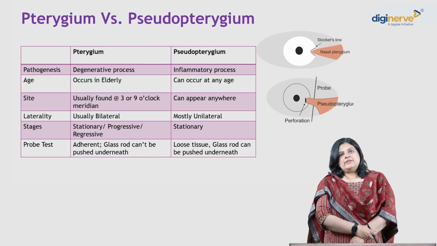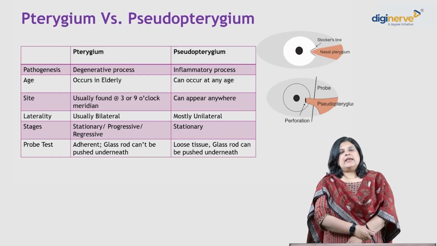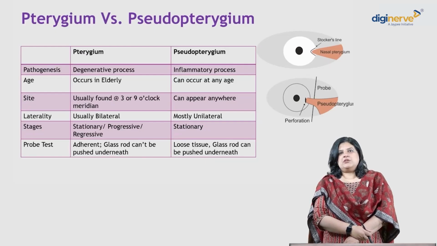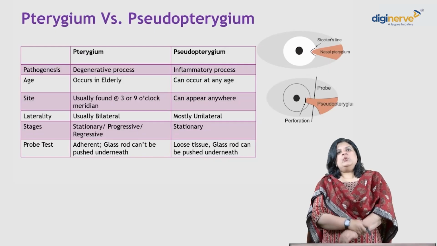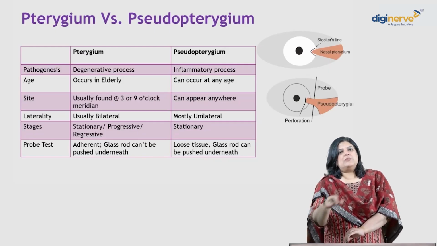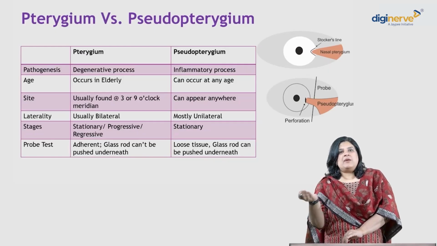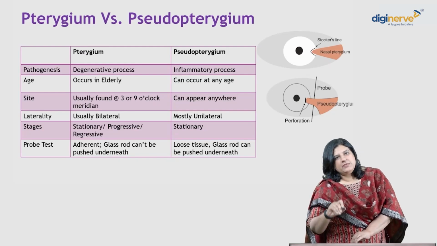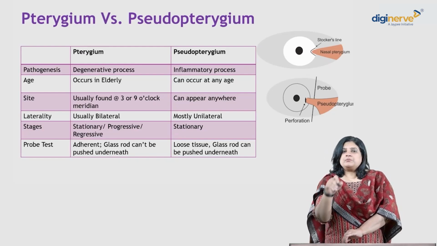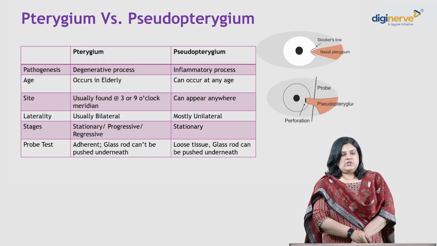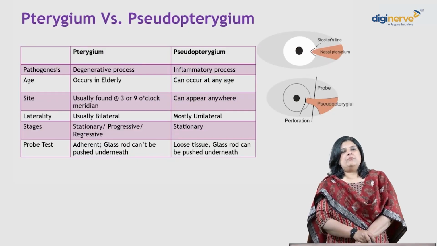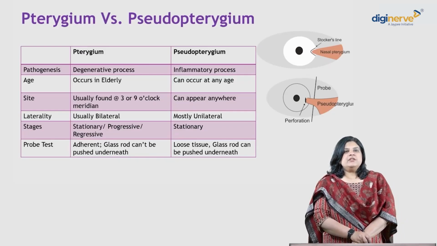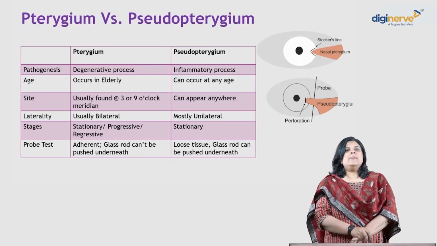The probe test is quite an important feature and can come as an option in your MCQ question. The probe can pass through the pseudopterygium underneath it because this is a loose inflammatory tissue. The glass rod can be easily pushed through underneath the pseudopterygium, while it is not possible to pass it through the pterygium because pterygium is very strongly adherent to the sclera.